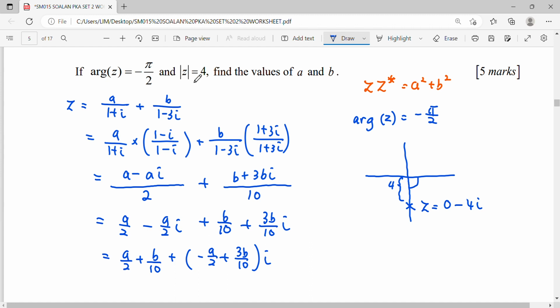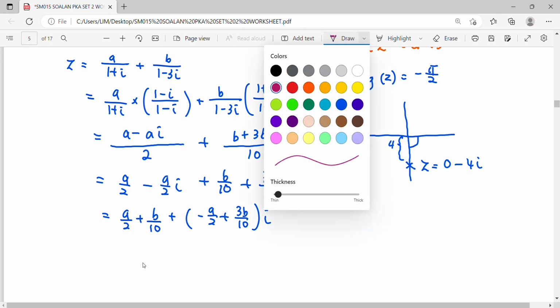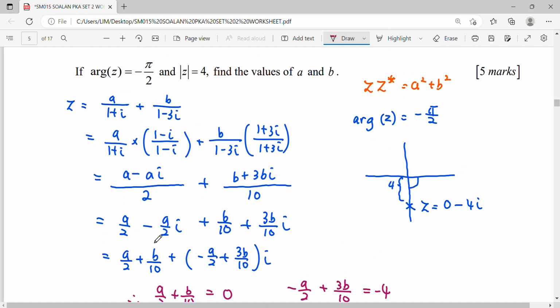So when you compare your standard form, the result standard form here, and your unknown here, you can build out your equation where your real part is supposed to equal 0. Imaginary part equals negative 4. So from here we can find out our a and b.